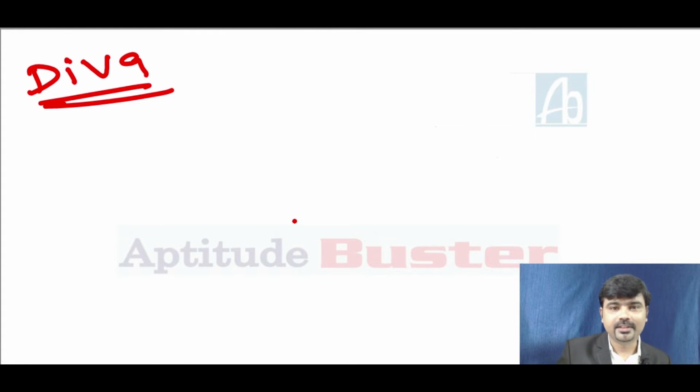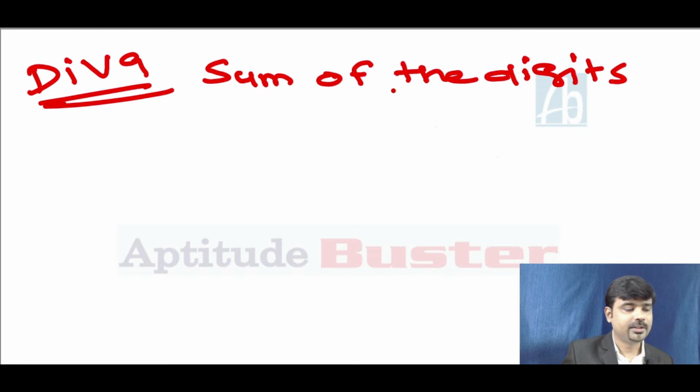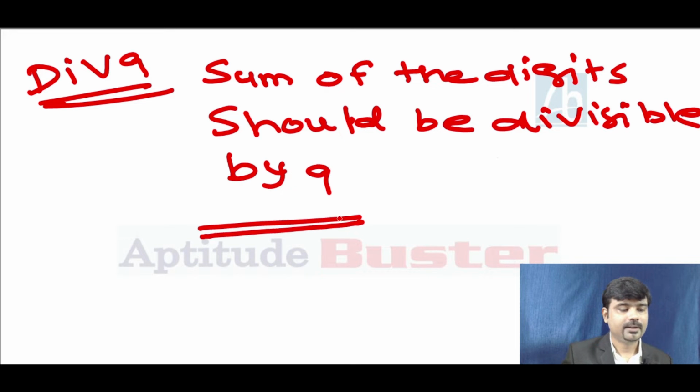Divisibility rule for 9. It's very important. You have to know the divisibility rule for 9. There are two methods. The first one: the sum of the digits should be divisible by 9. Why should the sum of the digits be divisible by 9? I'll explain that with an example.